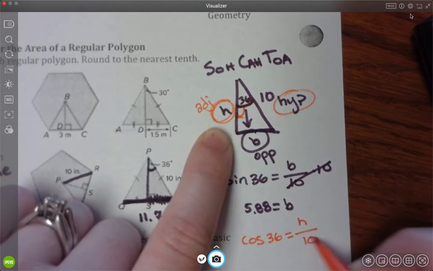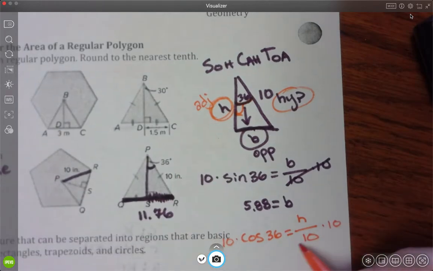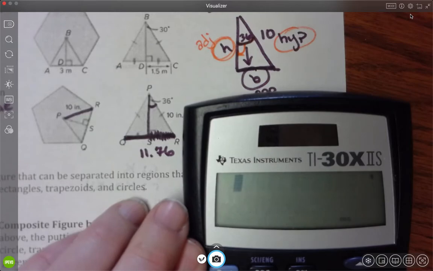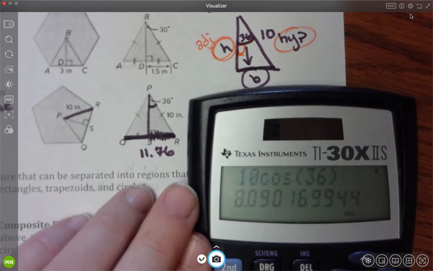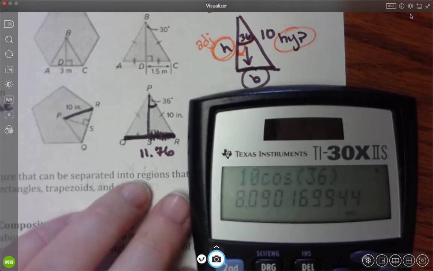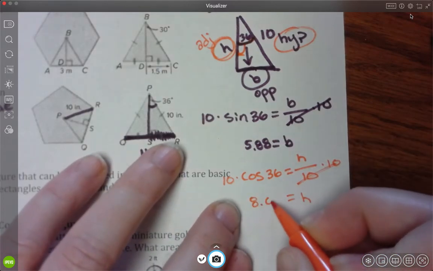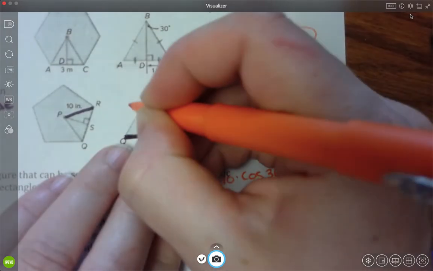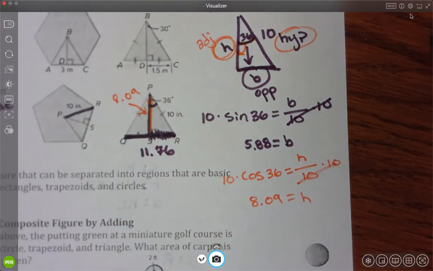Same thing there, I'm going to multiply the 10 over to find out what my height is. So 10 cosine 36. Okay, if I'm going too fast, pause the video so you can catch up a little bit. This one is 8.09, that's the height. Now we don't have to double that because we were finding the exact height there. 8.09.